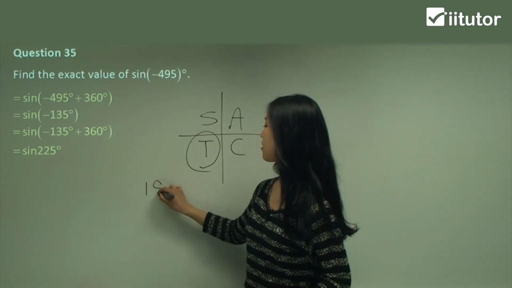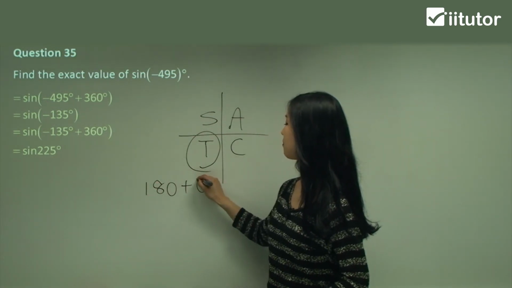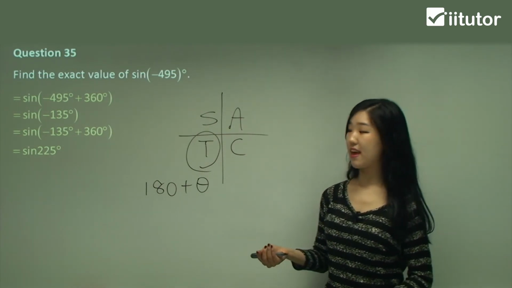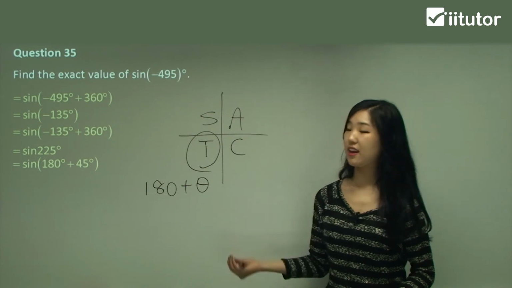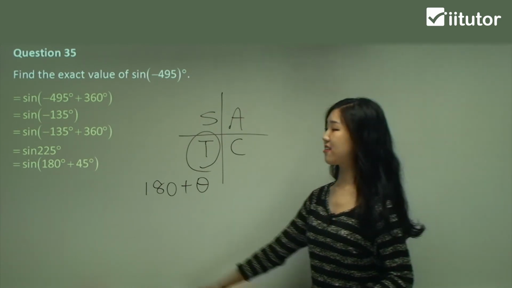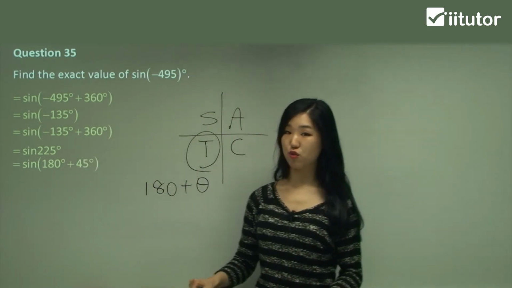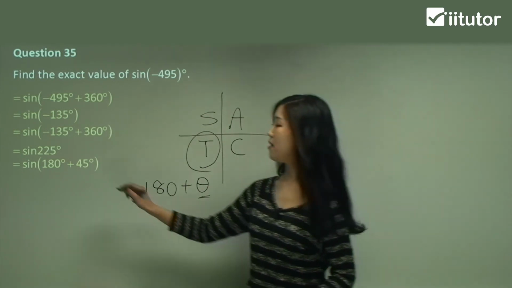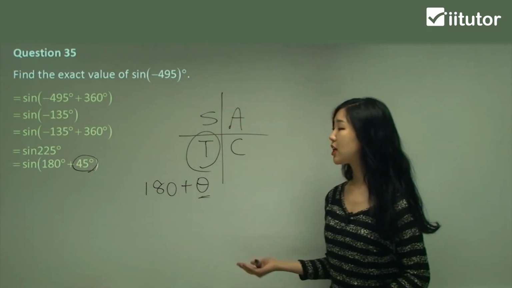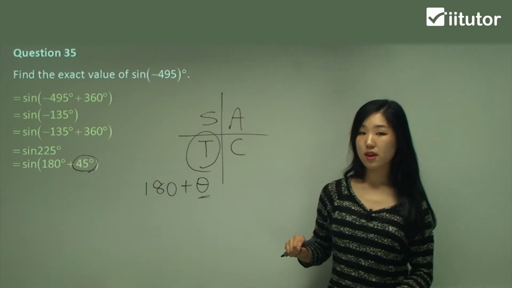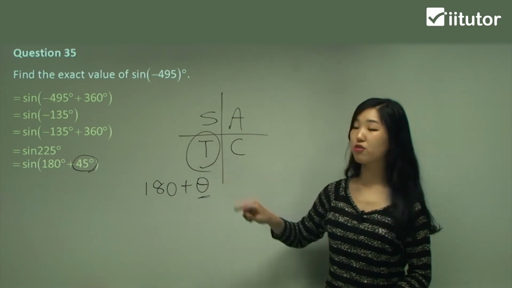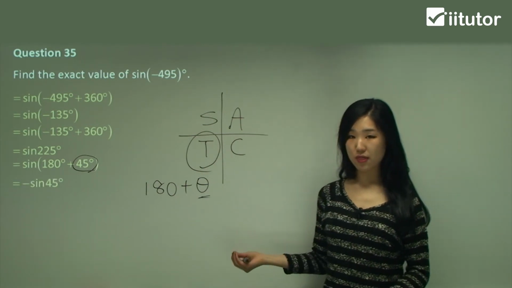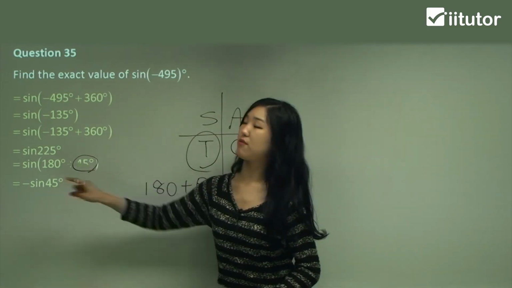And remember, this one is 180 plus theta. So 225 degrees is the same as 180 degrees plus 45 degrees, isn't it? Because 180 plus 45 makes 225. So what's our value of theta? Must be 45 degrees. So in this quadrant, is sine positive or negative? Well, it's the quadrant for only tan is positive, so sine must be negative. So negative sine theta, where theta is 45 degrees.